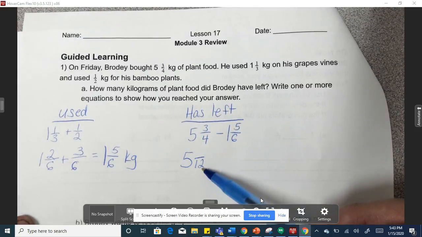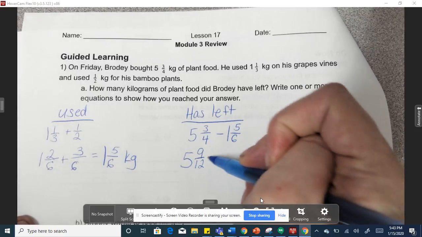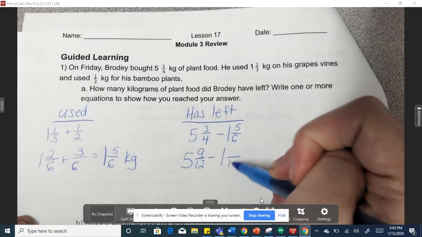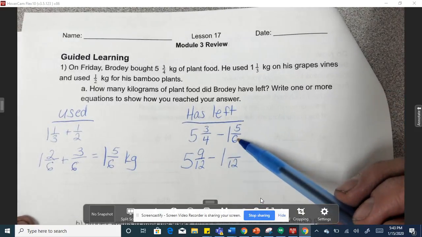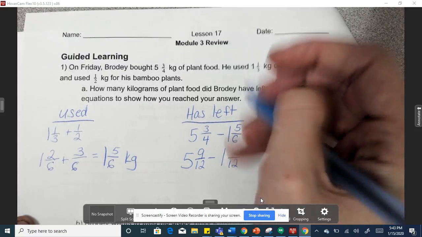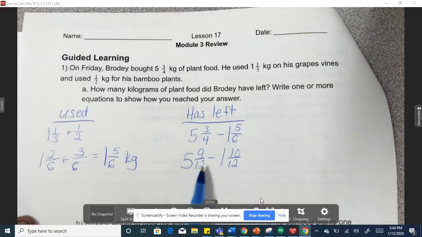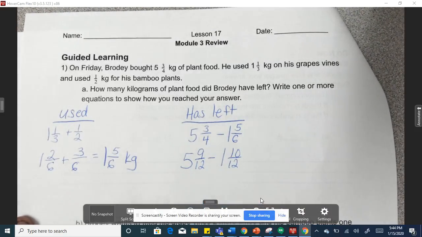4 times 3 equals 12, so 3 times 3 equals 9. Same thing here. We're having a denominator of 12. I know that 6 times 2 equals 12, so 5 times 2 equals 10. Start by subtracting the fractions. 9/12 minus 10/12. Oops, we can't do that.